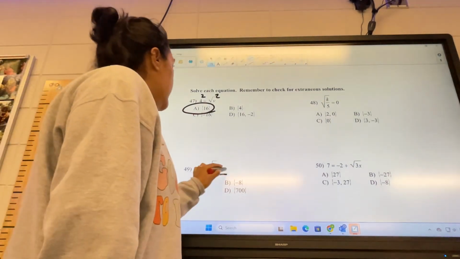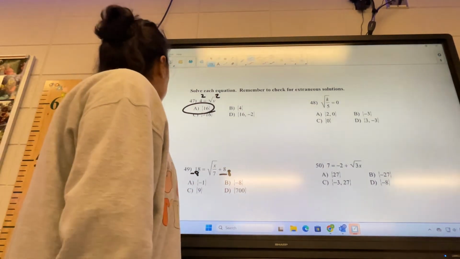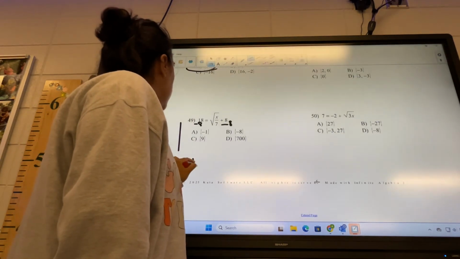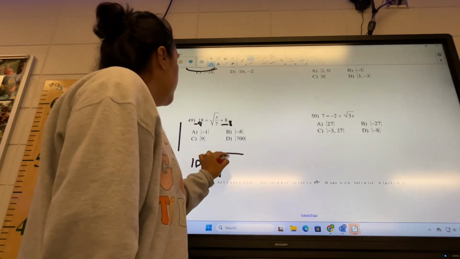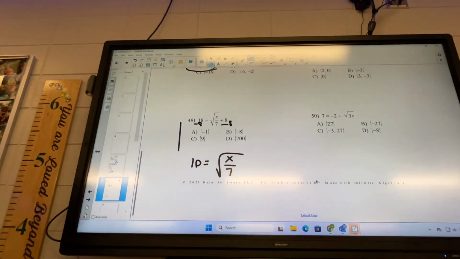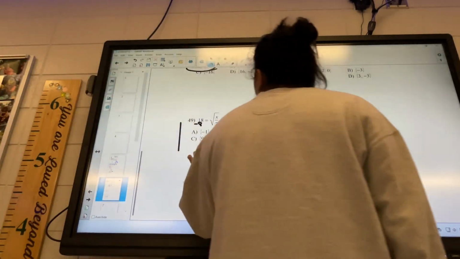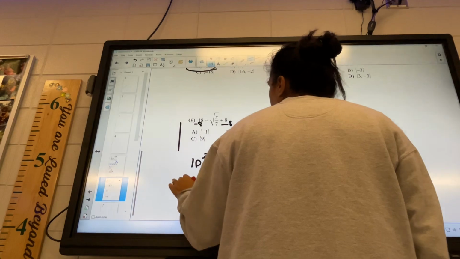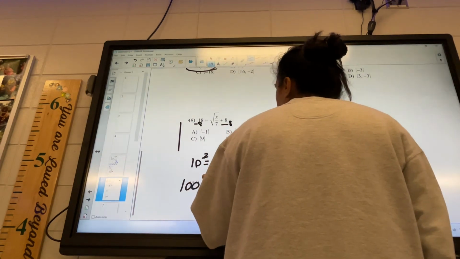Plus 8. The 8. So we're going to say minus 8, minus 8. Okay, well that's going to give me 10 equals square root of x over 7. Then what needs to happen? Put the 2 in the baby 2. Okay, what is 10 squared? 100. 100 equals x over 7.